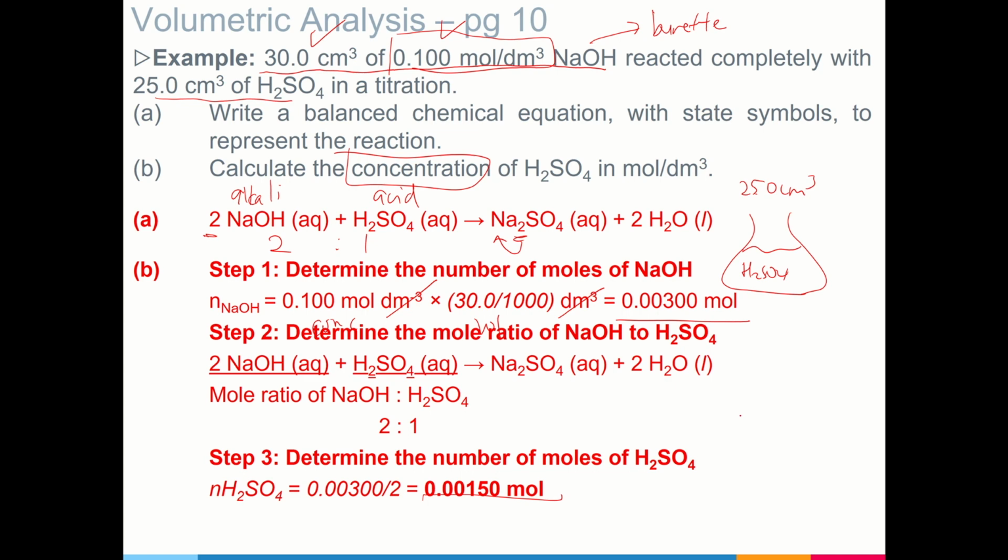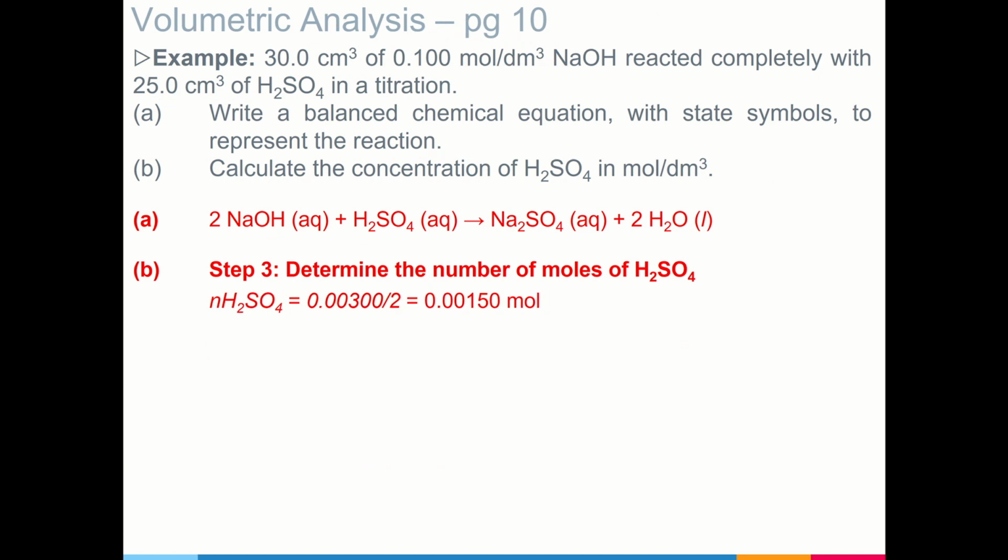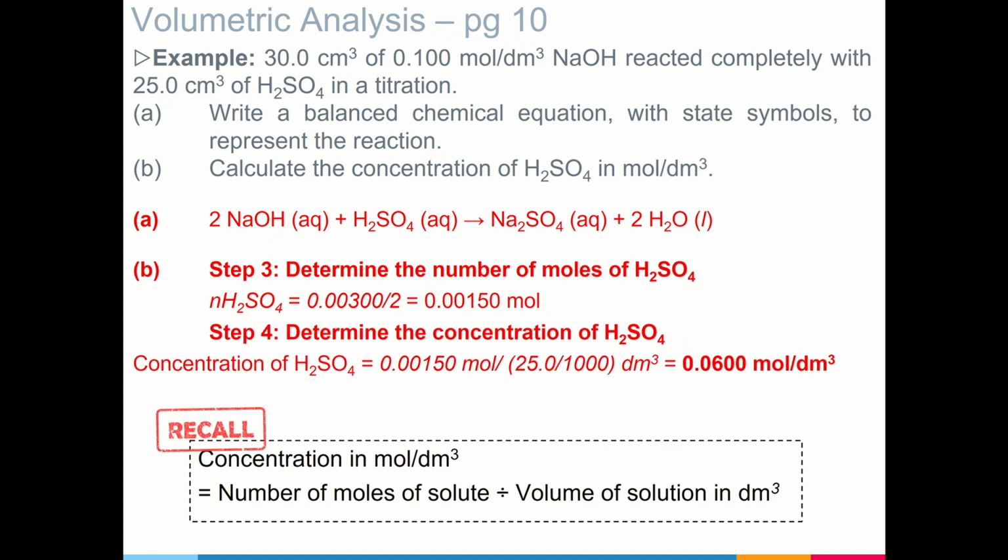So I need to use this formula: number of moles divided by the volume of H2SO4. I change the volume to dm cube. The answer is 0.0600 mole per dm cube to 3 SF. So this is what volumetric analysis is all about.